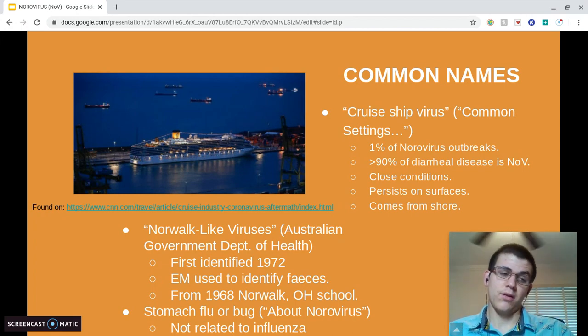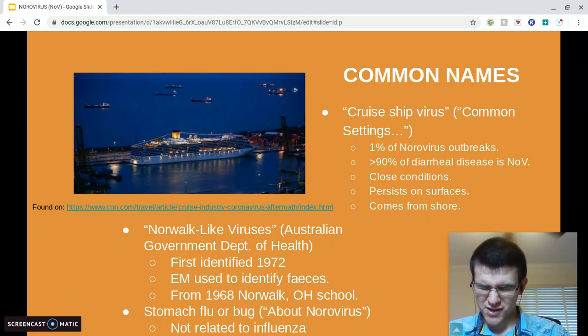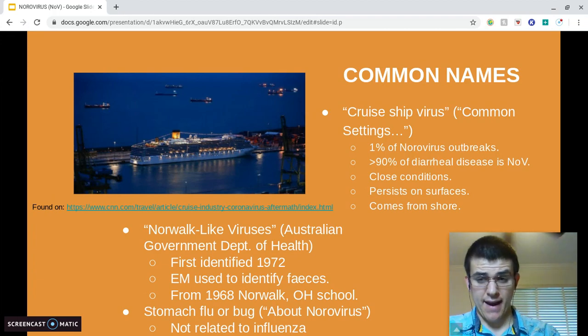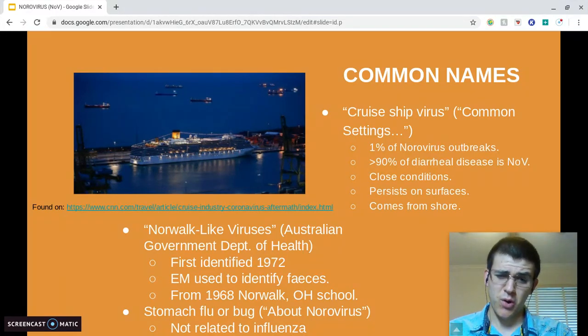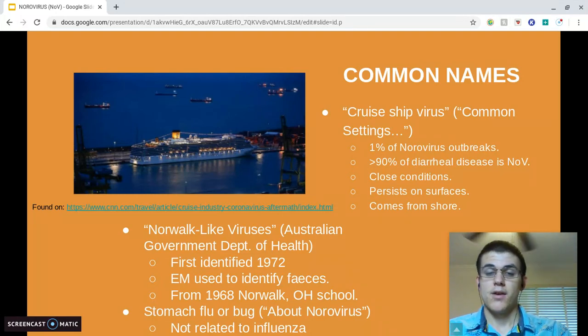Another name for it is the Norwalk virus, and this virus was discovered through electron microscopy in 1972, based off a 1968 outbreak which occurred in Norwalk, Ohio, at a school. So that's why it's called Norwalk-like virus, as it refers to the city where it originated, or where it was first discovered, I should say. Stomach flu is another. Stomach flu or stomach bugs are another common name for norovirus. Norovirus isn't linked to influenza. So if you are still wondering whether norovirus was actually an influenza, it isn't.